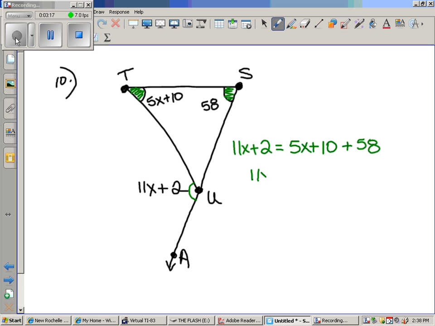We're going to do it real fast. 11x plus 2 has got to be equal to 5x plus 68. Let's move things back and forth real fast. 6x equals 66. x equals 11.